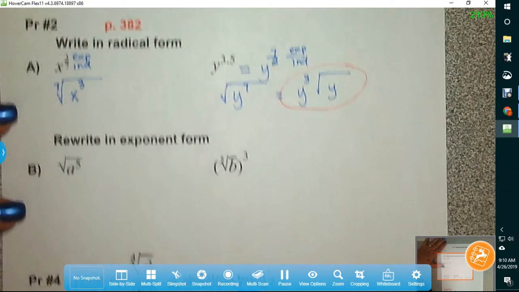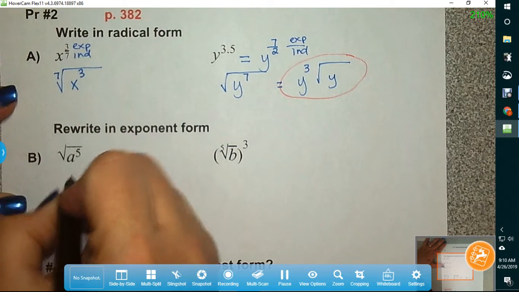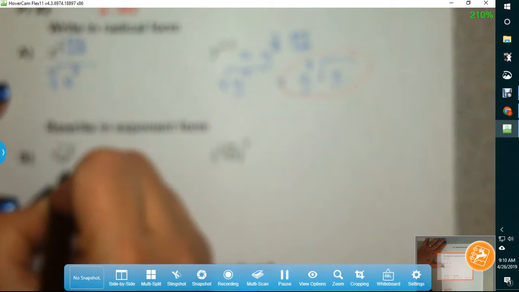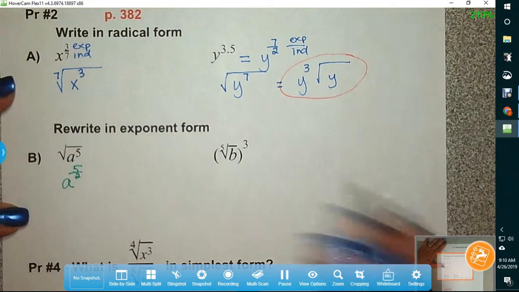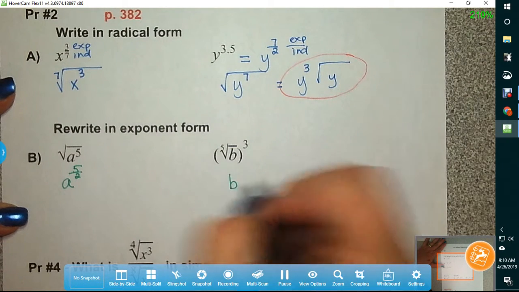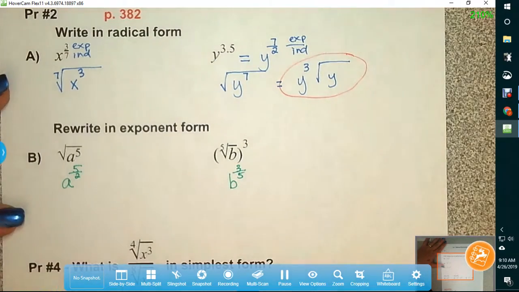For part B, they want me to write these in exponent form. So write down my variable, put the exponent over the index. Variable, exponent over index. And that's it.